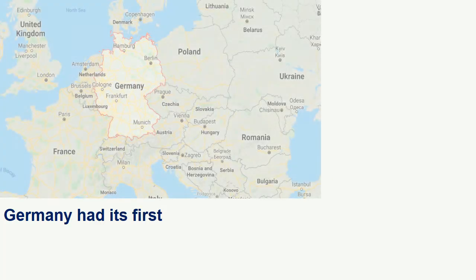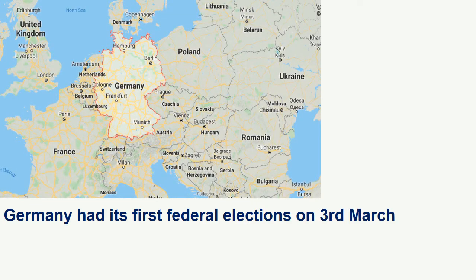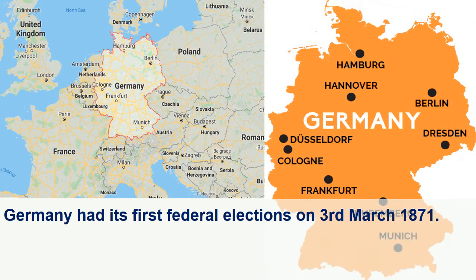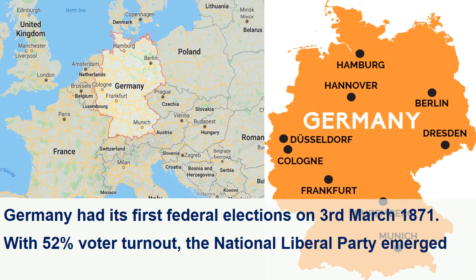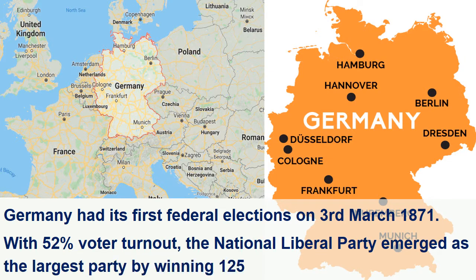Germany had its first federal elections on 3rd of March 1871. With 52% voter turnout, the National Liberal Party emerged as the largest party by winning 125 seats out of 382.